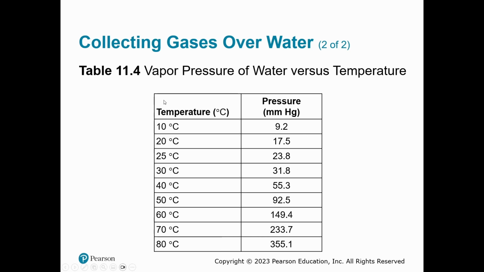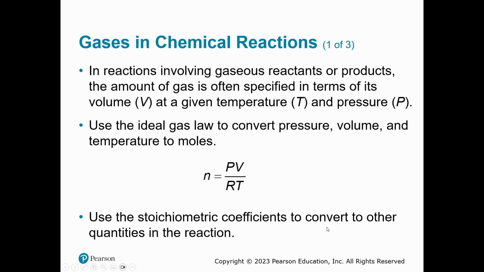So you could go to some type of table like this. I will always give you tabulated values if you need them, kind of like I don't make you memorize electronegativities. I'll give them to you if you have to answer a question on them. So what we're going to do is gases and chemical reactions.